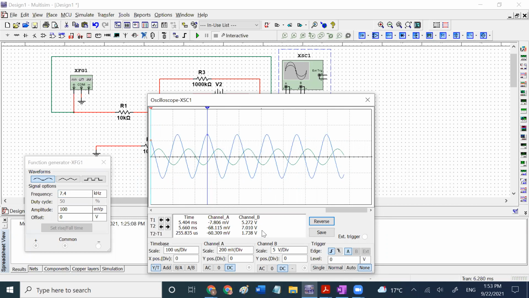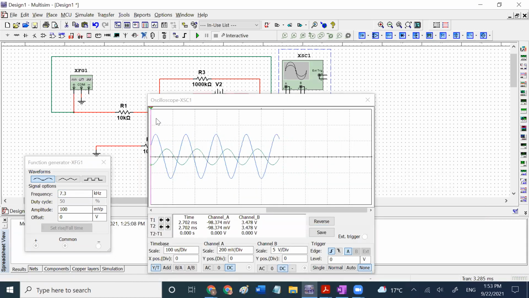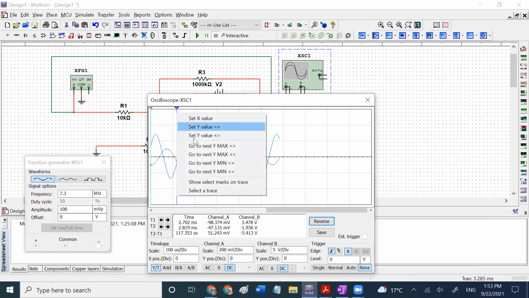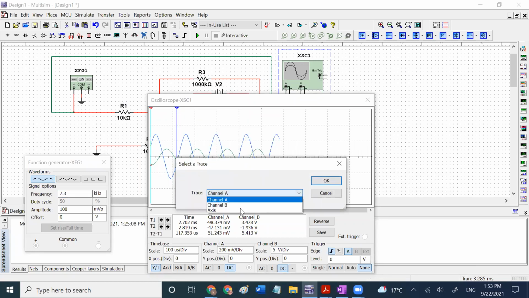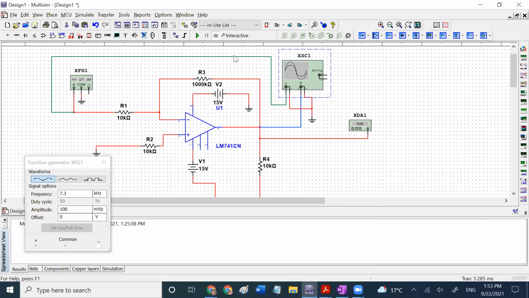7.01. So this is still lower, because we need 7.07, right? So the value still needs to be decreased. So 7.3K, let's say that. Again, trace channel B. Let's see what that number is. I have 7.07. Very good. So this should be the one.